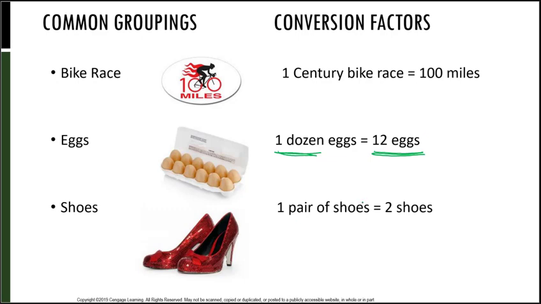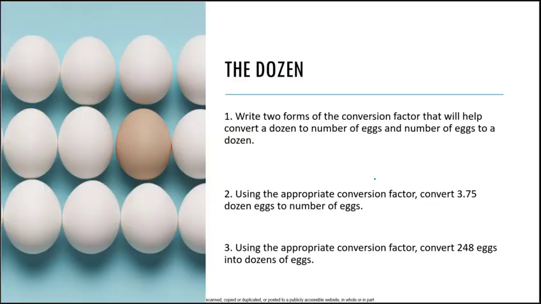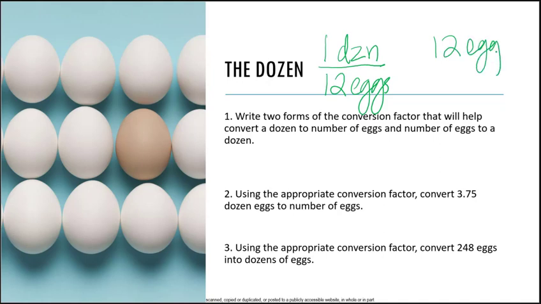Say I had a pair of shoes. You would know that 2 shoes were involved in that pair. A pair of socks means that you have 2 socks. So a pair generally means 2. So let's practice doing a conversion, knowing the dozen. We'll write 2 forms of the conversion factor that will help convert a dozen to number of eggs and number of eggs to a dozen. Well, we can say that 1 dozen (DZN) is equivalent to 12 eggs, or we can say that there are 12 eggs in 1 dozen.